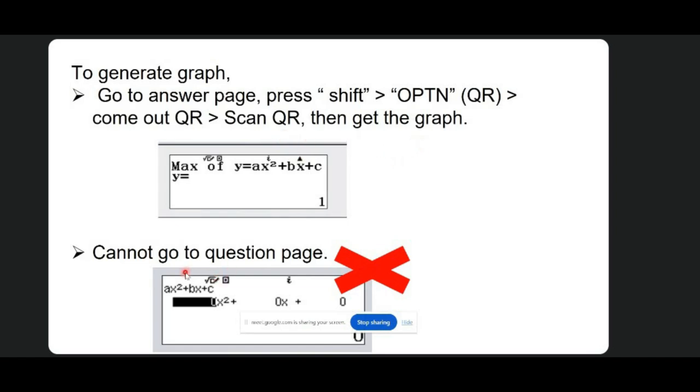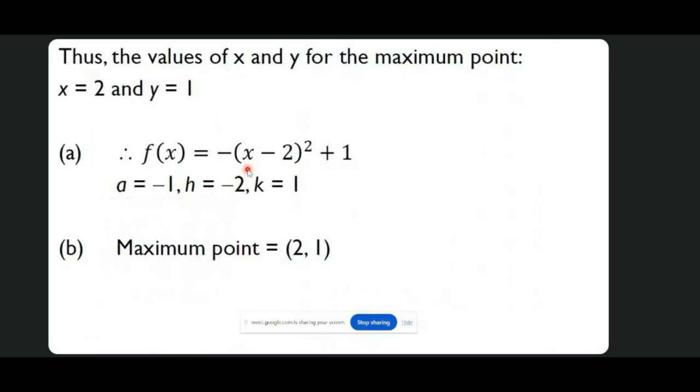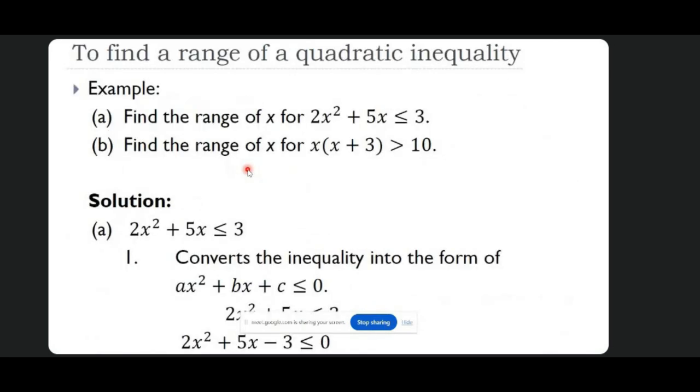your graph. If you go to the question page, the 0, x square, x page, then you cannot generate the graph. The calculator cannot generate the graph for you at the question page. You need to go to the answer page. This is how you generate the graph for a quadratic function.